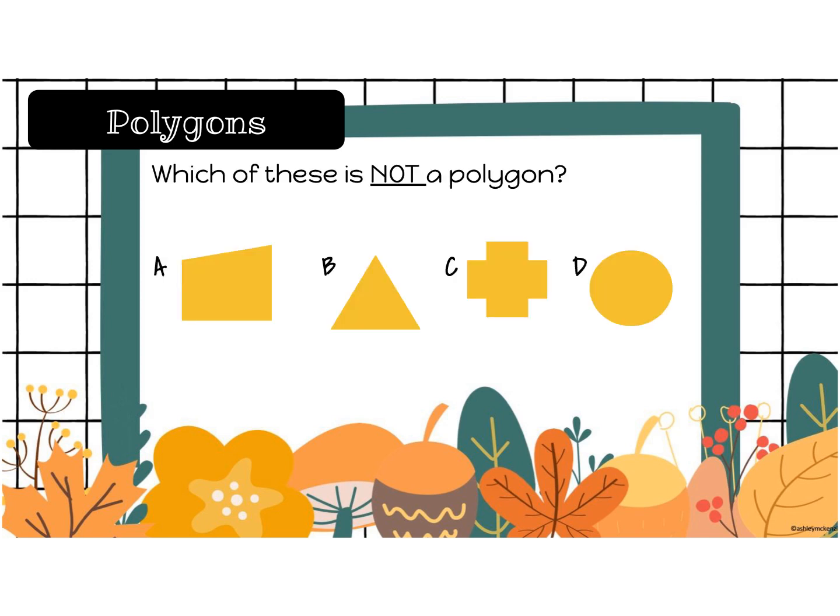Good. Which of these is not a polygon? Bowen. D. Why? Because they're not straight. Okay. It is enclosed, but it doesn't have any straight lines.